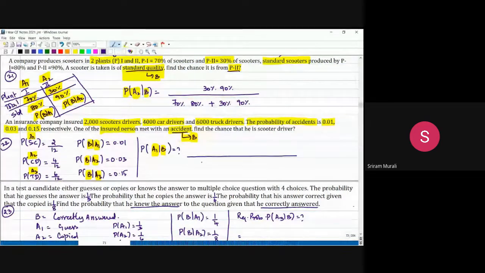So what is the total probability now? The chance of taking a scooter driver is 2 by 12. Met with an accident, the probability is 1 by 3. Next, if I take a car driver, in 12,000, 4,000 are car drivers, their chance of getting an accident is 0.3, 3%. Or if it is a truck driver, 6 over 12. The chance of getting an accident is 15%. The question is for scooter driver, so this part will come to numerator. This is 2 by 12 into 0.01. Have you understood?